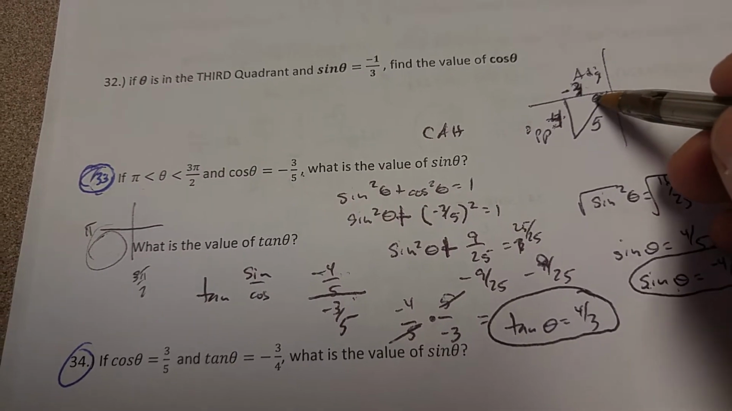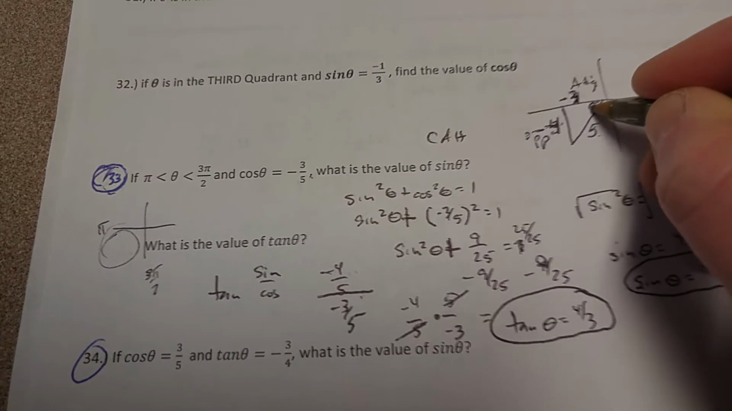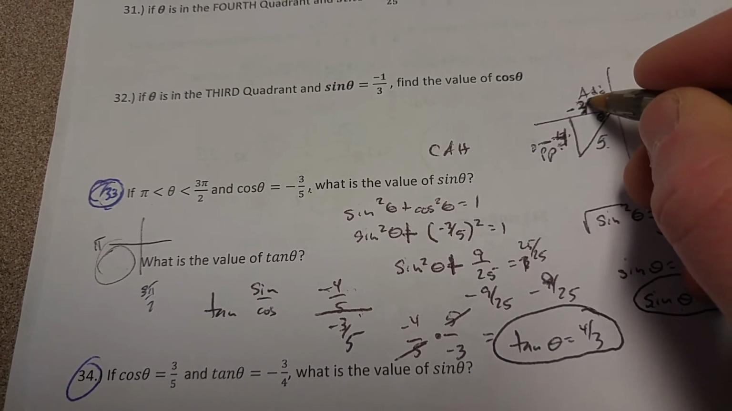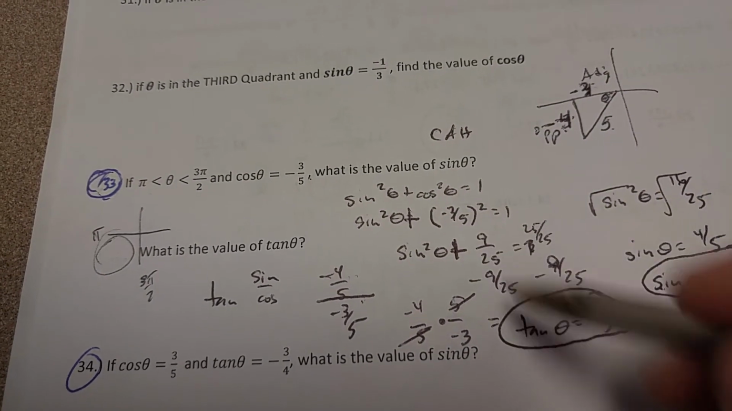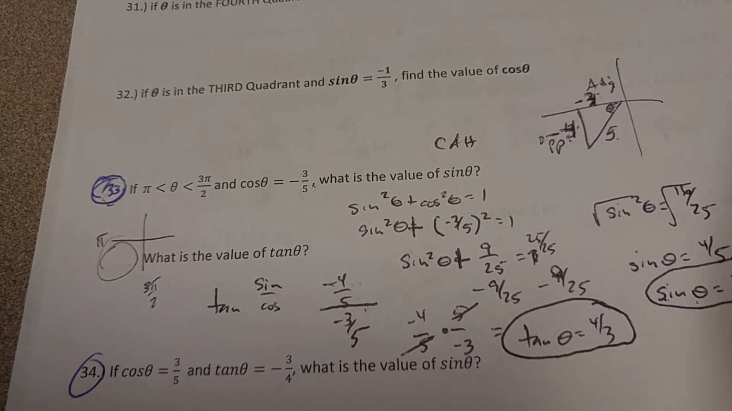So you can see that my sine is the opposite over the hypotenuse. It's negative 4 over 5. And you can also see that tangent is opposite over adjacent. It's going to end up being positive 4 over 3. So if you don't like all this fraction work, you can draw yourself a triangle and use just the Pythagorean theorem with it.